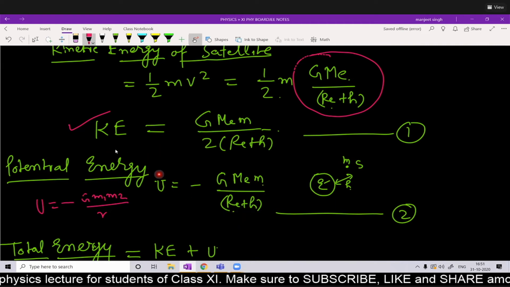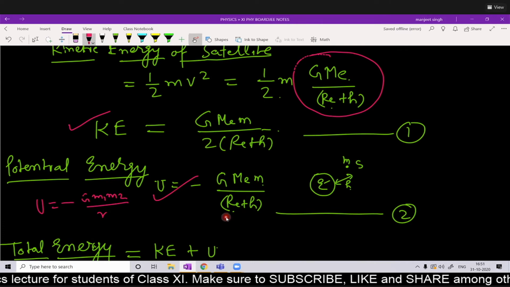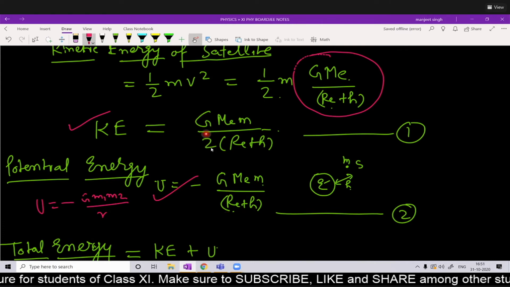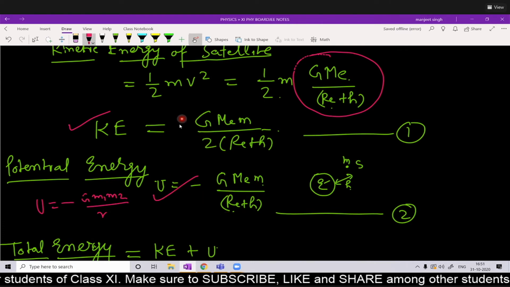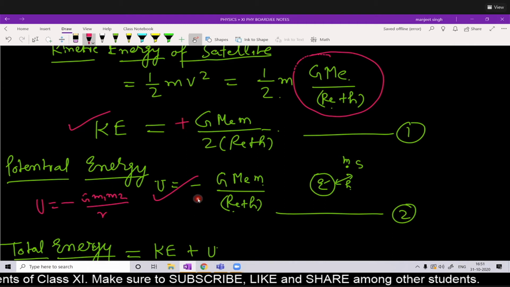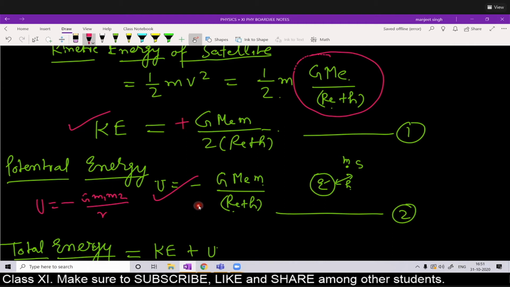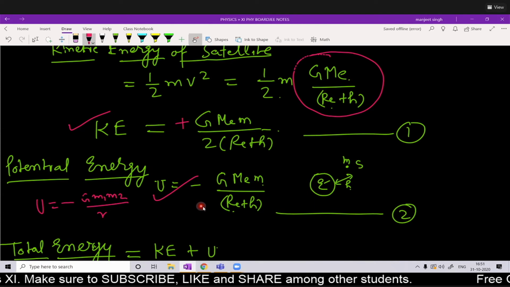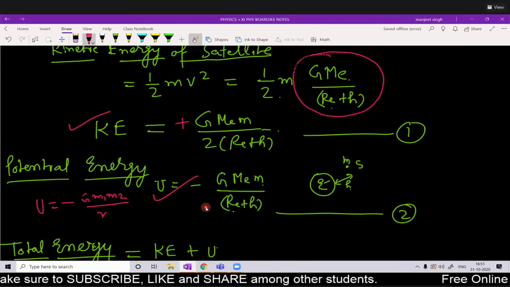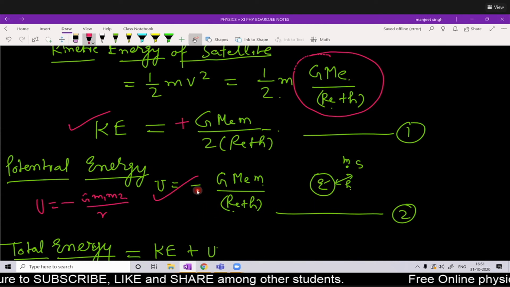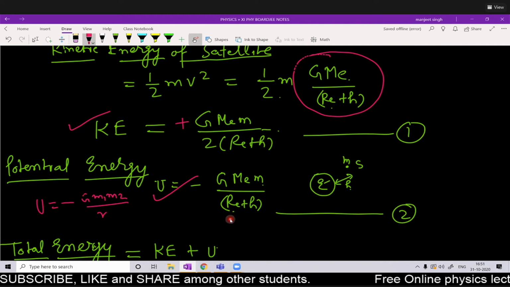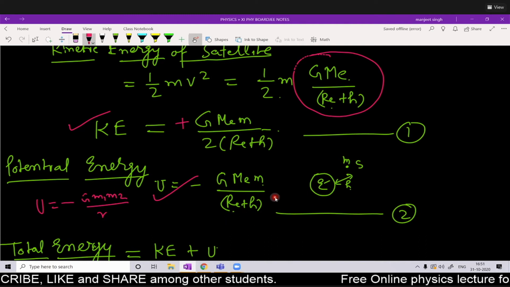Now see this expression and this expression. This expression is half of this. This expression is positive. This expression is negative. Potential energy is negative because the force is of attractive nature. Therefore, the potential energy comes up to negative. Binding energy of the earth.